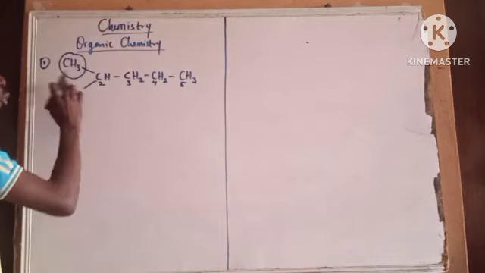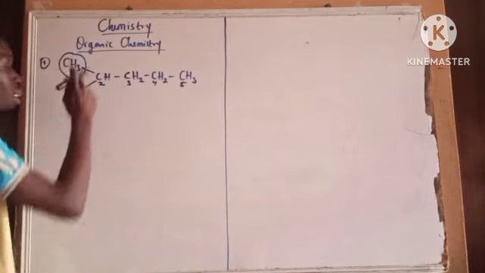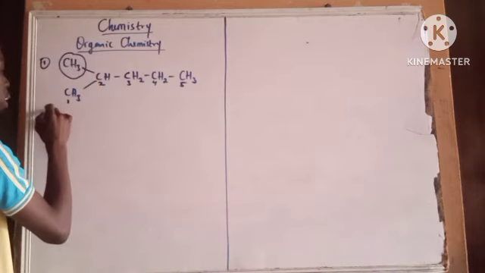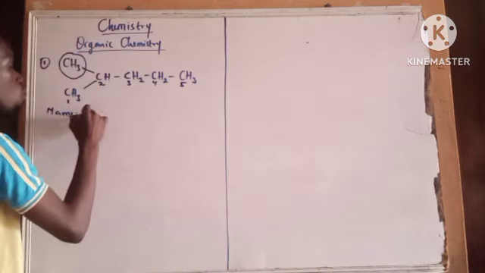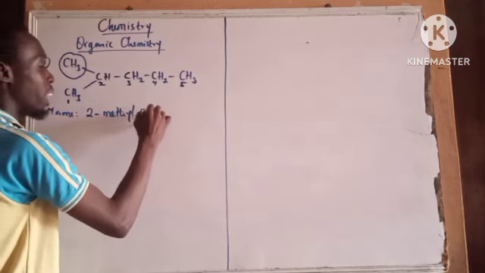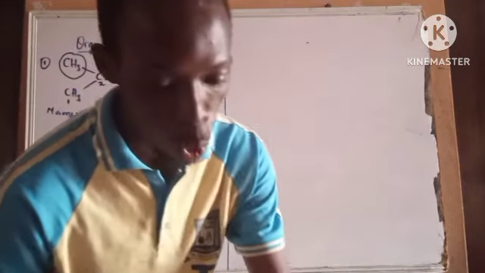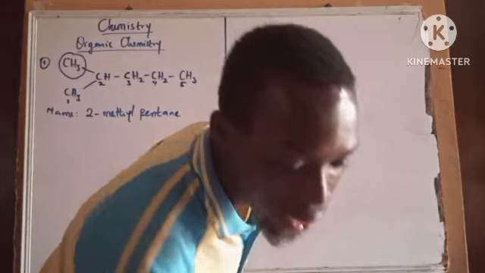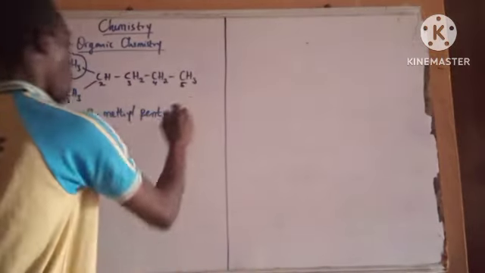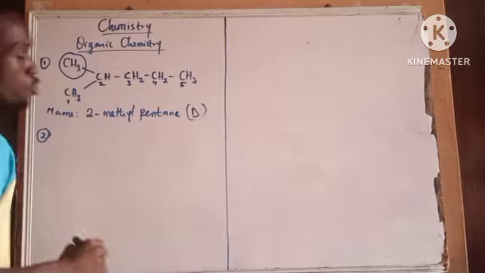And what is the position for our substituent? 2. And the substituent here is methyl. So the name for this compound will be 2-methyl pentane. And that is our option D. Am I right? Yes. Option D. So let's go to question 2.